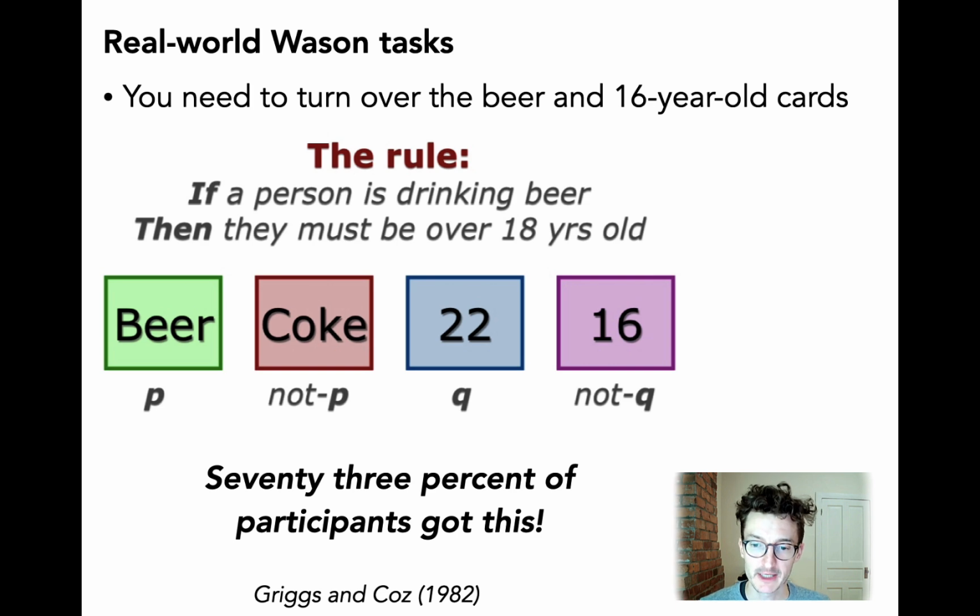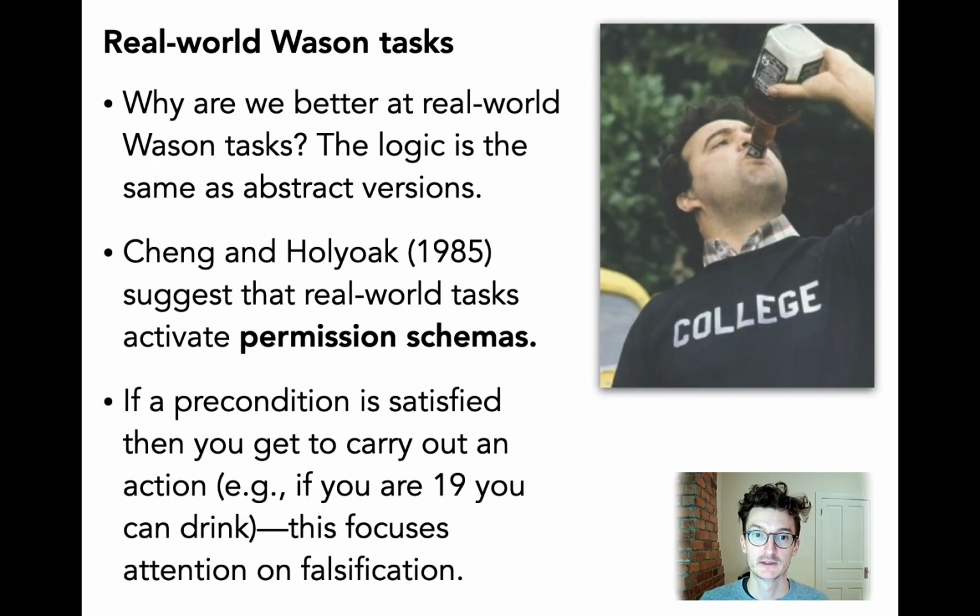is that people are a little bit better at this task because it's more grounded in the real world. So 73% of participants actually got this. They picked the card with beer on it, and they picked the card with 16 on it. And they weren't as tempted by the card with 22 on it, which can affirm the rule, but it can't falsify the rule. And so there's some evidence that we're actually better at thinking logically in tasks that are more grounded in the real world.